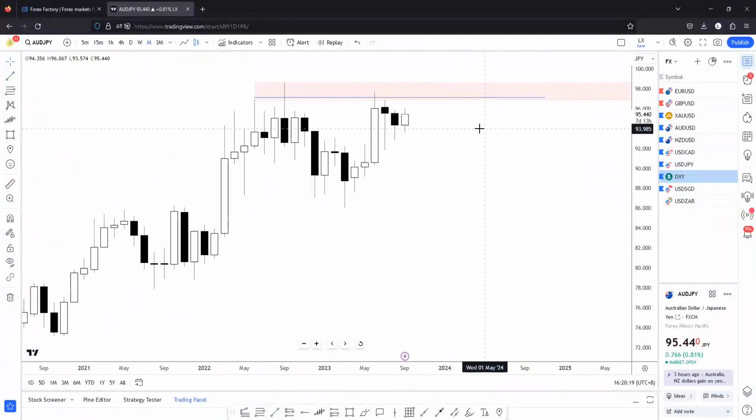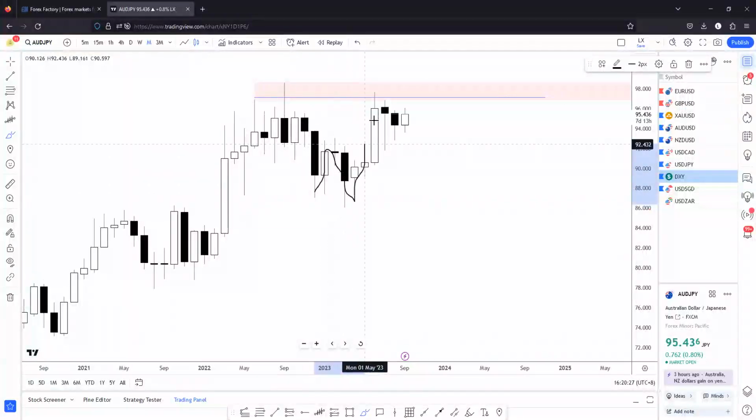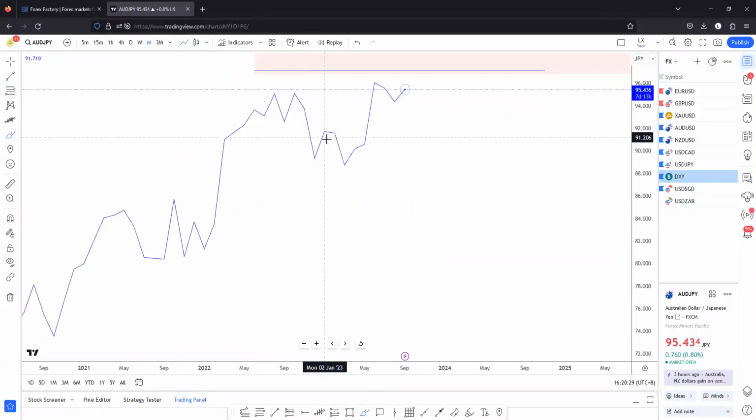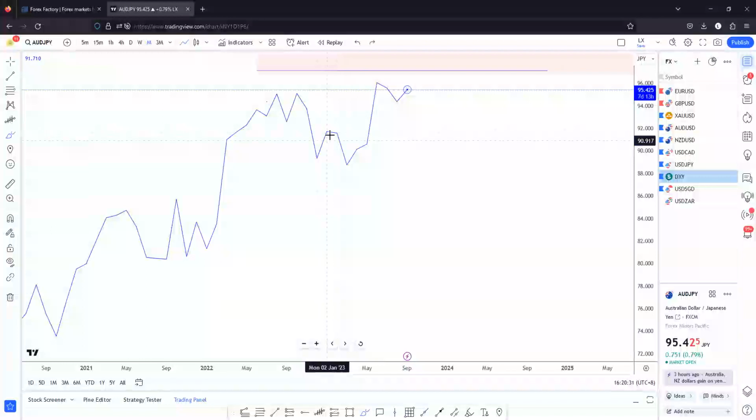Okay, apart from that, what we also have on Aussie yen, on the monthly, you can see that there was a previous resistance level here. It failed, price broke to the upside. If I put this level in close, you can see this clearly here. And so this was a previous resistance, price failed, broke to the upside.